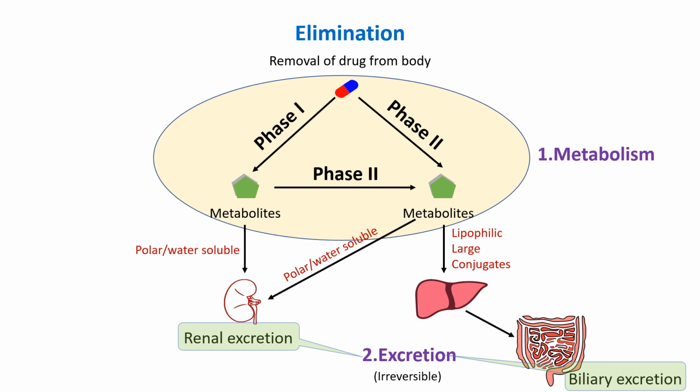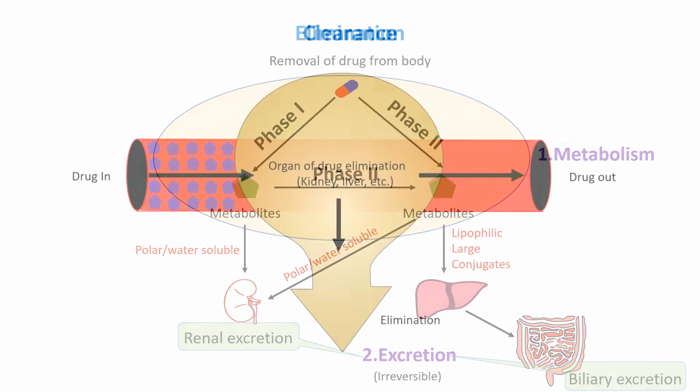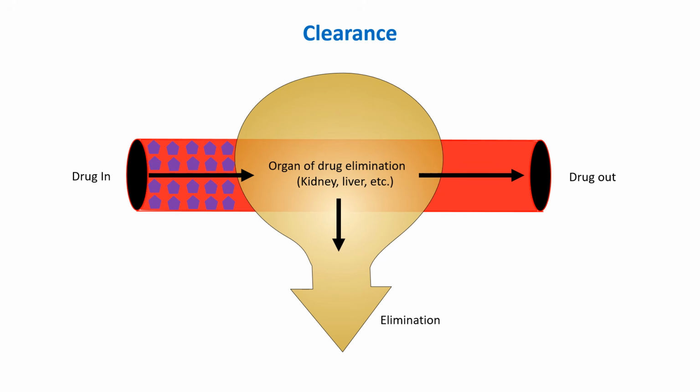Excretion is the irreversible removal of drug and its metabolites from the body, primarily through the kidney or urine, but it can also occur through bile, sweat, saliva, and expired air. As a result of metabolism and excretion, the amount of drug in the plasma or blood is reduced.